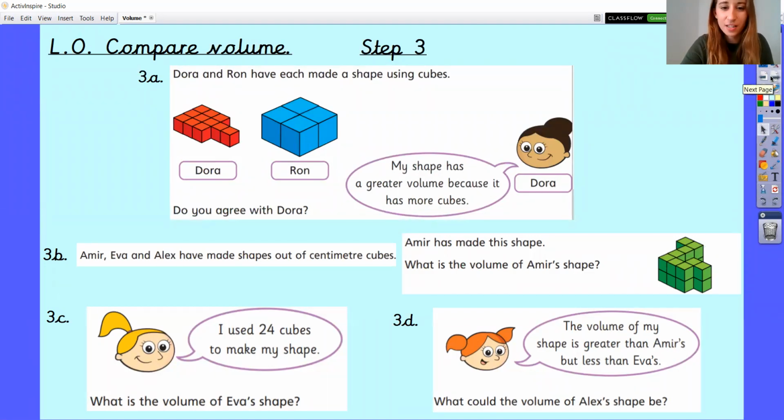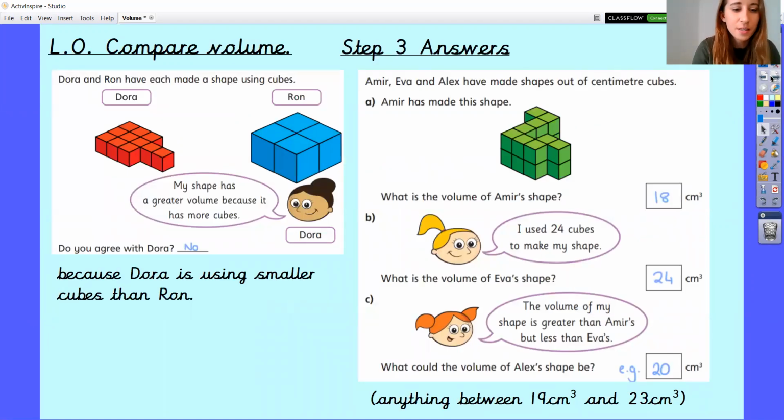Okay, well done, Year 5. Let's just go through those quickly. So we had Dora and Ron. Dora said that her shape had a greater volume because it has more cubes. And the answer here says, do you agree with Dora? No, because Dora's using smaller cubes than Ron.